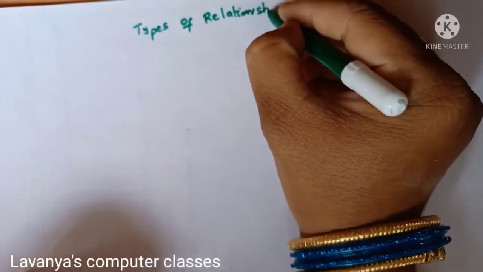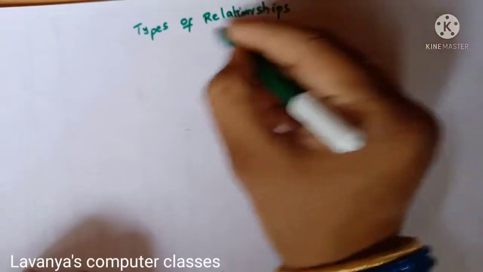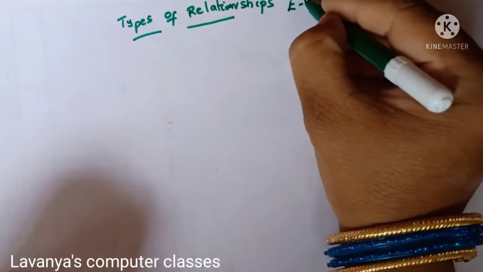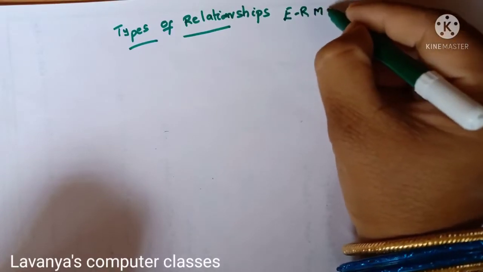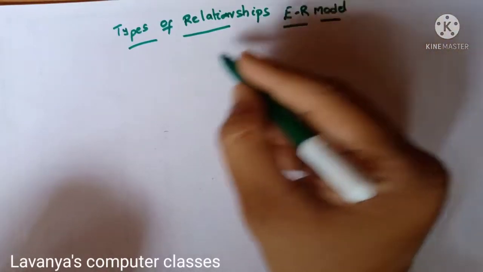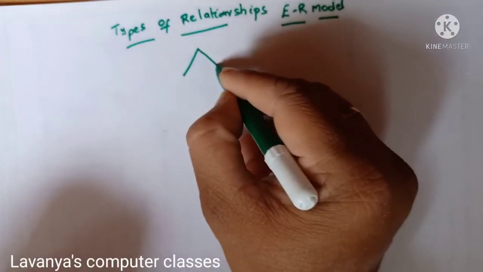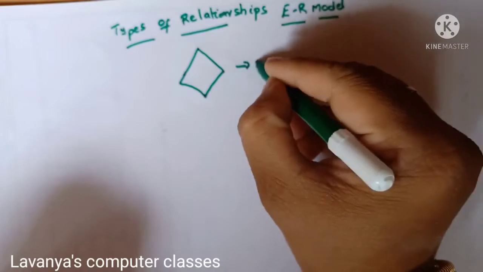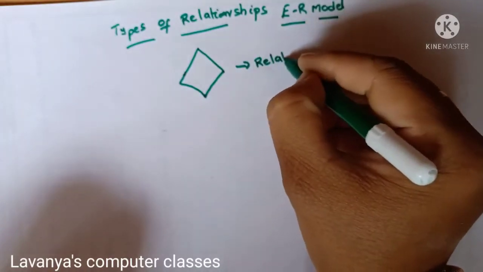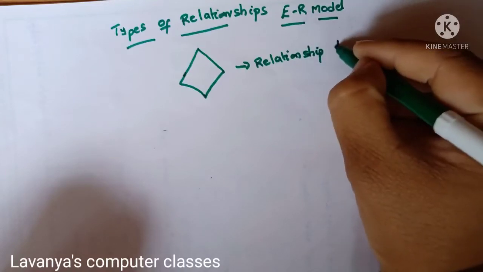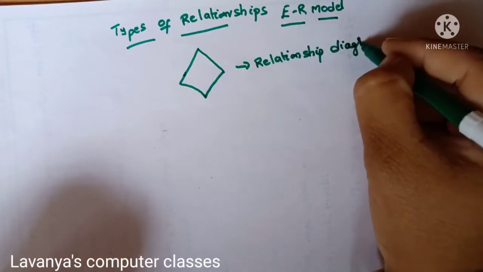In this video, I will explain the types of relationships. In the ER model, one component is relationship. Now let me explain what a relationship is and what the different types of relationship in the ER model are. A relationship is the association between entity sets. For relationship, we use a diagram called a rhombus. The rhombus symbol is used for representing a relationship in the ER model.